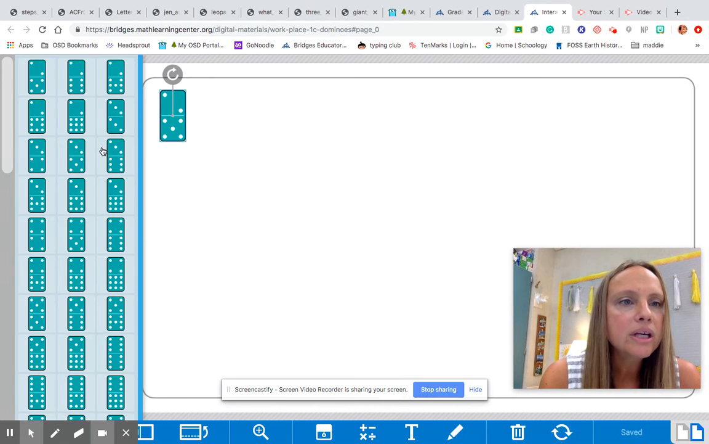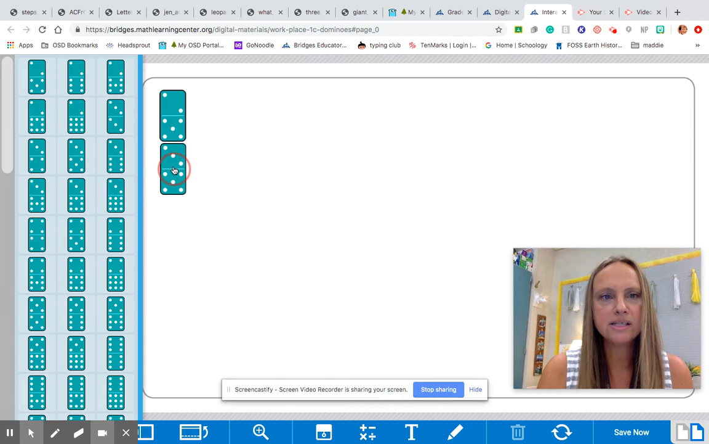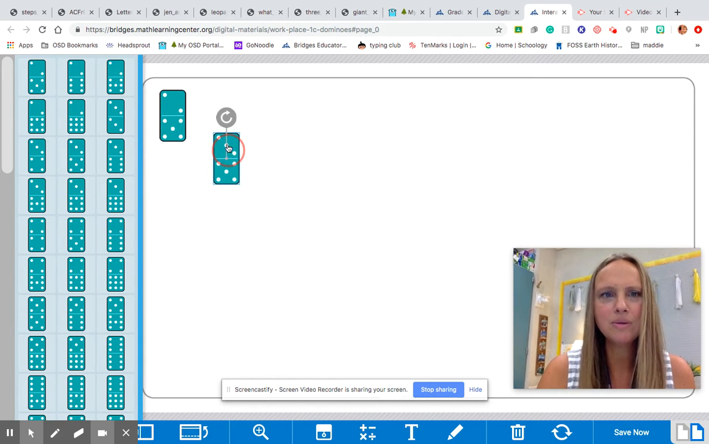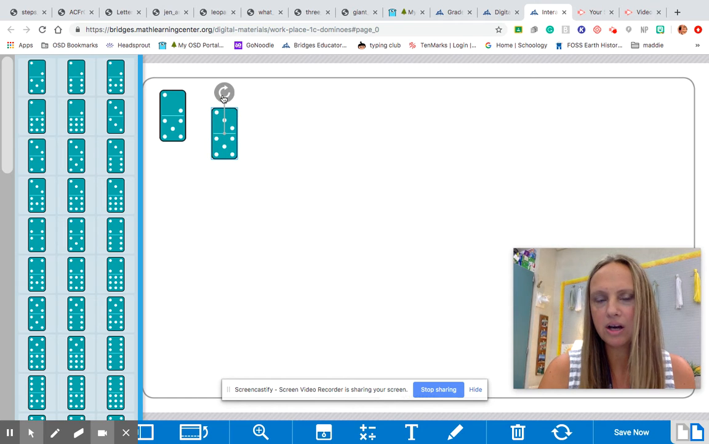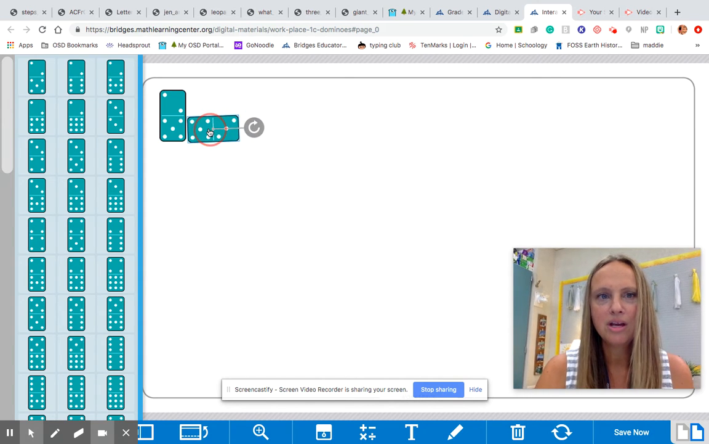So I'm going to look and see. I was hoping to find a 5. So I'm going to look around. Oh, there's a 5. Okay, now I can't stick that like that, right? Because that's a 3. That doesn't match. So what I'm going to do is click on this arrow up here and turn it. You have to hold down and turn it. Okay, so that's something for you to practice too. Now I have those two matching.